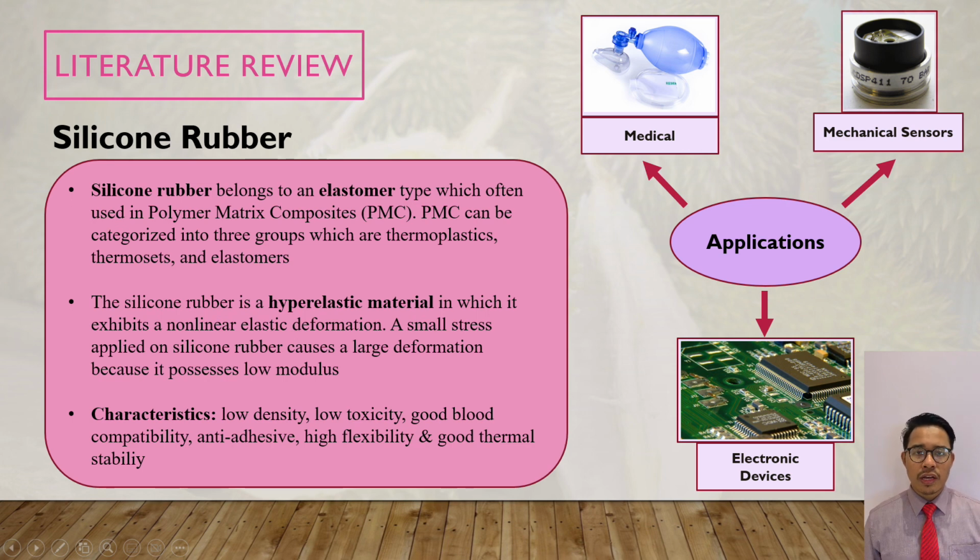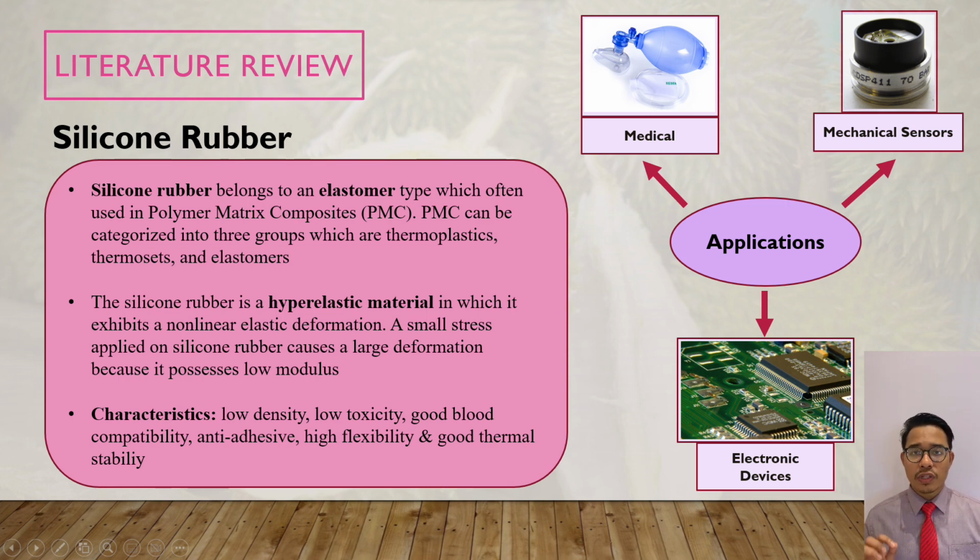What is silicone rubber? Silicone rubber belongs to an elastomer type which is often used in polymer matrix composite, or also known as PMC, in which PMC can be categorized into 3 groups, which are the thermoplastic, thermosets and elastomer type. Silicone rubber is a hyperelastic material in which it exhibits a non-elastic deformation, where a small stress applied on the silicone rubber causes a large deformation because it possesses a low modulus.